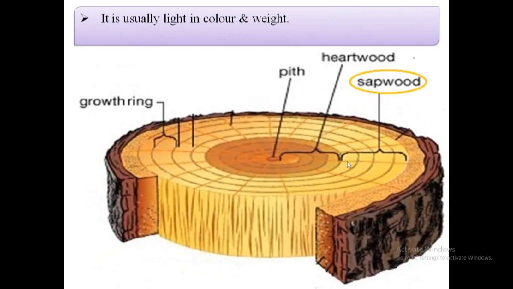In this image we can see this is the sapwood, and this sapwood is usually light in color as shown in this image, and it is also light in weight. This sapwood shows recent growth and it contains sap.